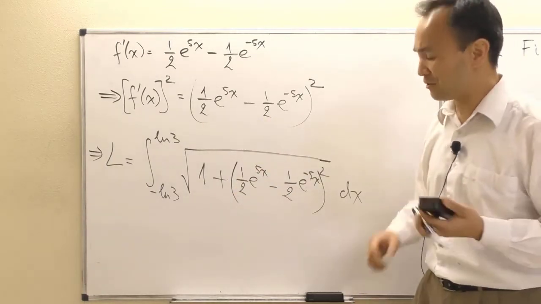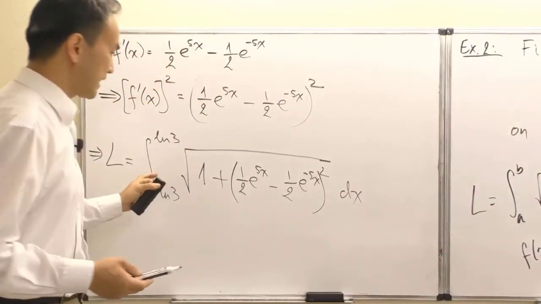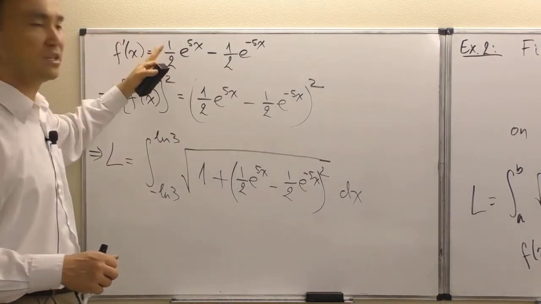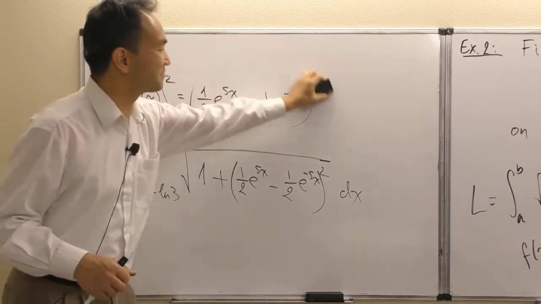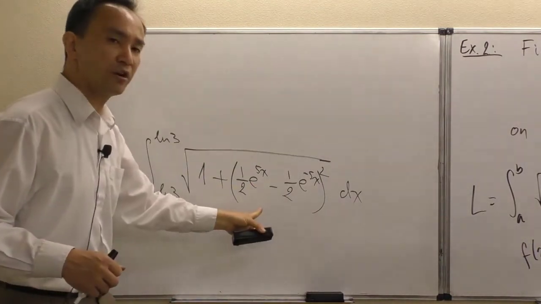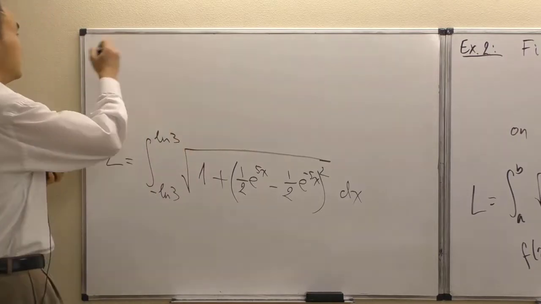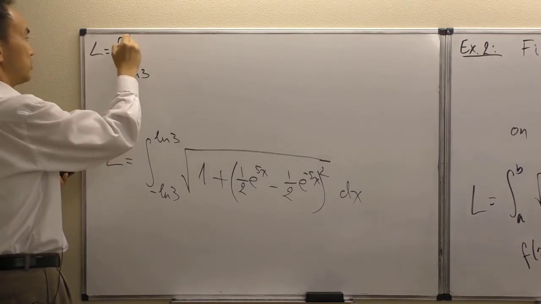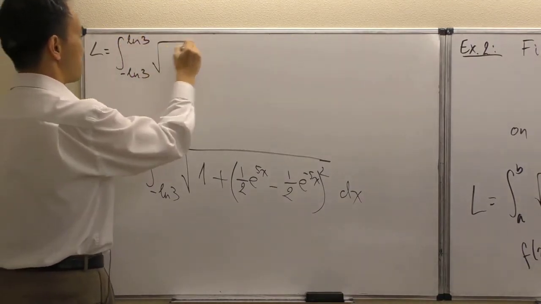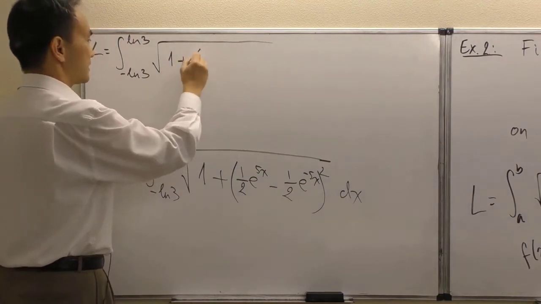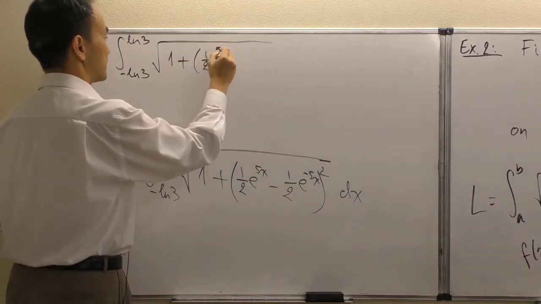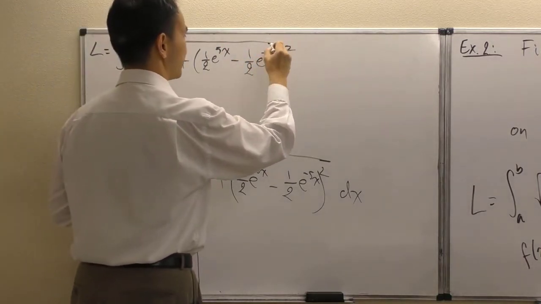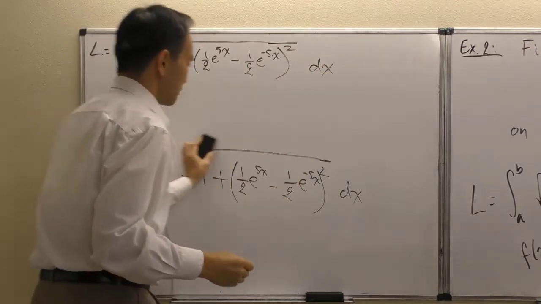Okay, and so now, with an integral like this, allow me to maximize this board space. So I am going to erase this work right here, and I'm going to rewrite my complete integral setup in the top line right there. So the length can be calculated by evaluating this integral: the square root of 1 plus 1/2 e to the 5x minus 1/2 times e to the minus 5x, all squared, and dx.